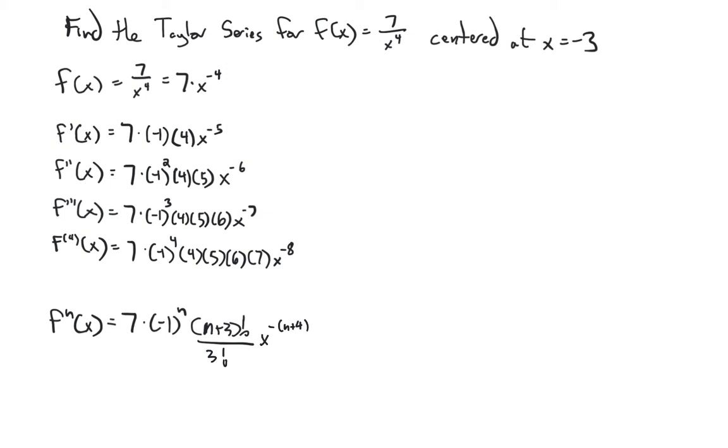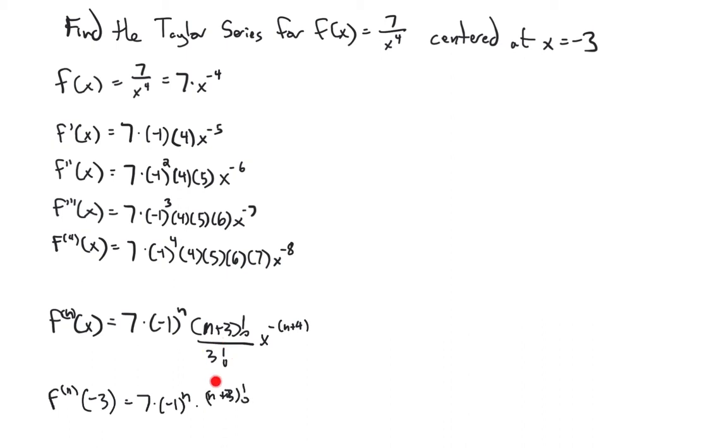So that's great. We have a nice formula, and this formula will hold for all derivatives as well. And when we plug in negative 3, so let's do it. Fn at negative 3 is going to be 7 times negative 1 to the n times this n plus 3 factorial divided by 3 factorial.